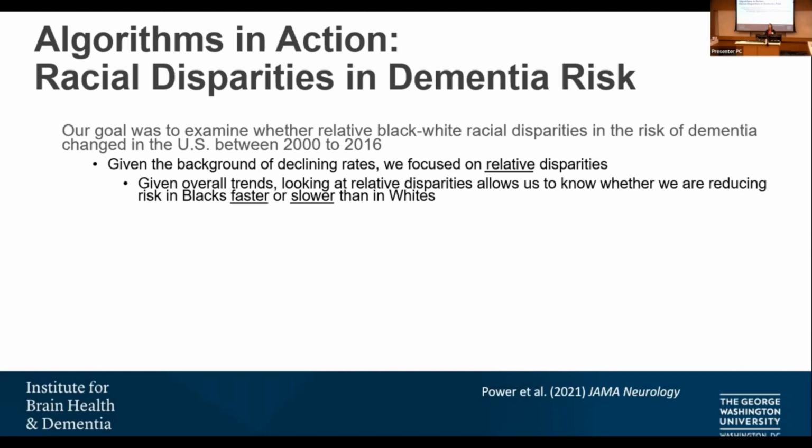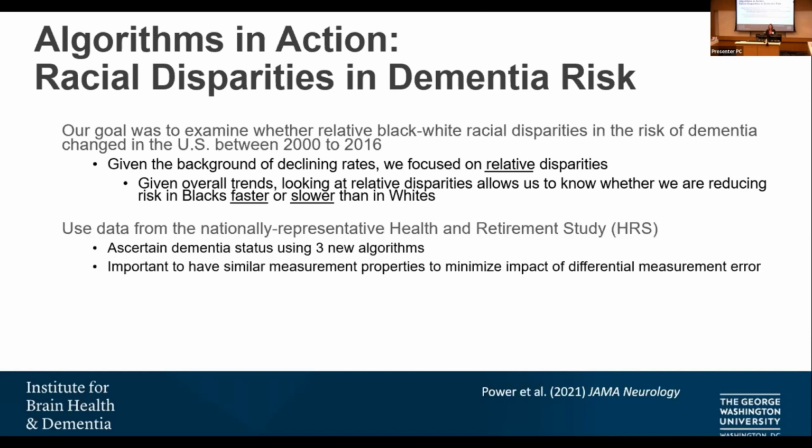Again, the idea being we need some sort of surveillance system, which we don't have, to understand if we're making progress. Given the background of declining risk of dementia in Europe and North America, we wanted to focus on relative disparities. So is that trend accelerating the disparity or is it shrinking the disparity? We used, again, data from the Nationally Representative Health and Retirement Study, and used those three new algorithms that I discussed, again, thinking that it was important to have similar measurement properties to minimize the impact of differential measurement error. Because not only did we want to see if the change over time was happening, we also wanted to make sure that the amount of the disparity that we were quantifying wasn't just attributable to measurement error in the instrument.